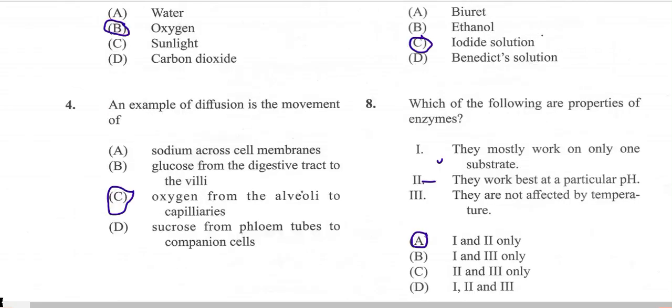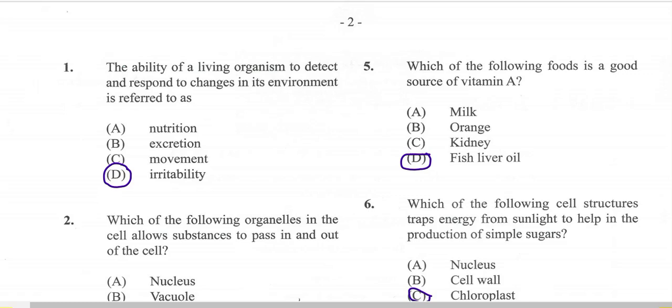Question number 4. An example of diffusion is the movement of oxygen from the alveoli to the capillaries, and so our answer here is going to be C for question number 4. Let's look at question number 5. Which of the following food is a good source of vitamin A? That's going to be fish liver oil. The option here is D, or one might say cod liver oil. Of course, you would have seen orange foods, but not necessarily orange. So our answer again here for 5 is going to be D.